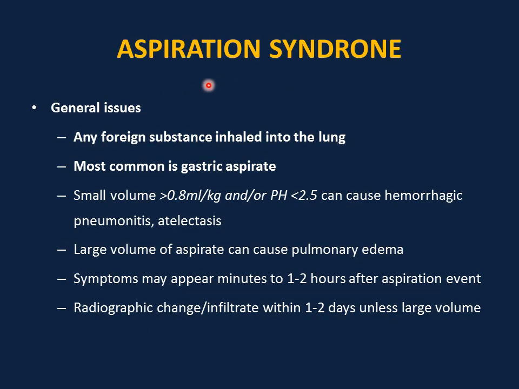Aspiration syndrome: very important information. Any foreign substance inhaled into the lung can cause aspiration syndrome. Most common is gastric aspirate. Small volume, more than 0.8 ml per kilo, or pH less than 2.5 can cause hemorrhagic pneumonitis or atelectasis. Large volume of aspirate can cause pulmonary edema. The symptoms may appear minutes to hours after the aspiration event. Radiographic change may take 1 to 2 days to appear, unless a large volume was aspirated.